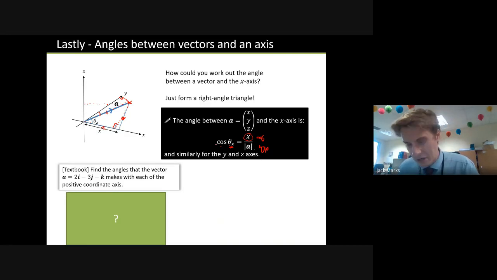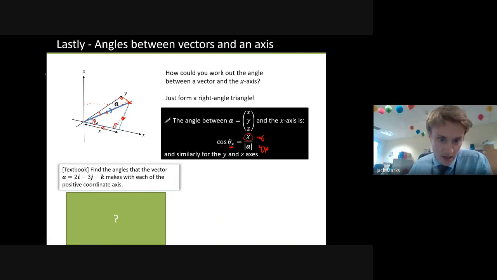So that looks very, very complicated there, but all that's really saying is you do SOHCAHTOA and you'll always end up using cosine if you want to find the angle that a vector makes with an axis. So one more example. What angle does this make with each of their axes?